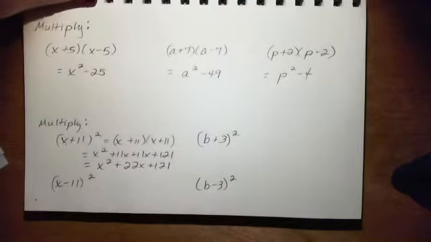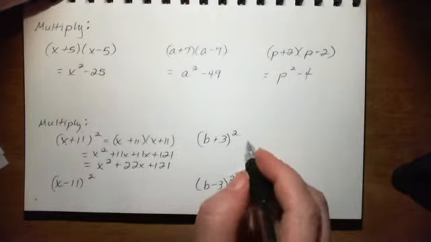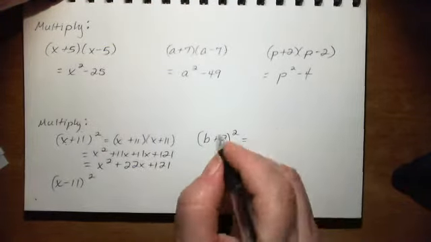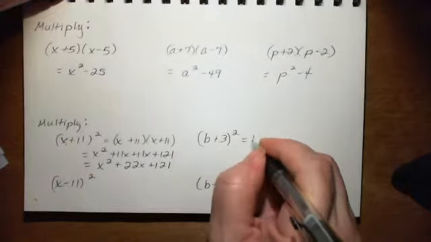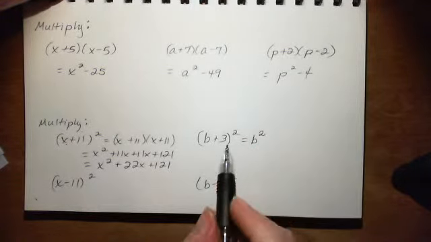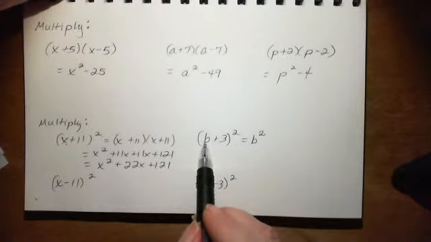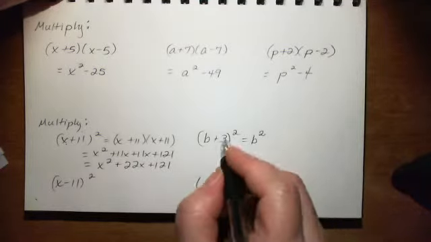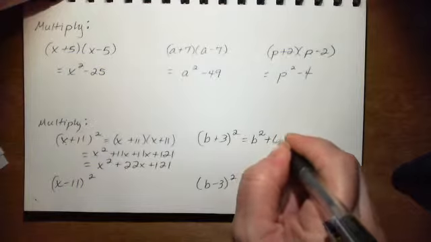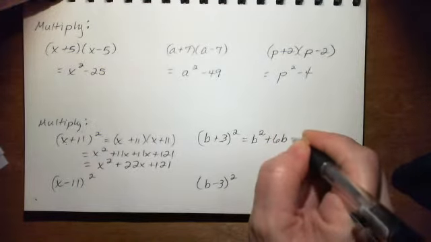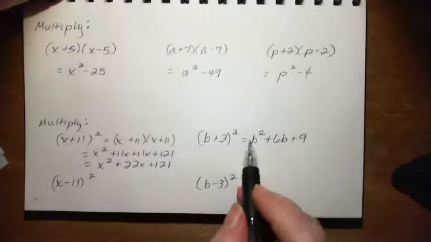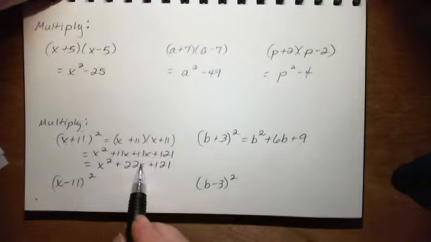Okay, and hopefully then you can start to get the pattern down. The pattern here, we're going to square b, and then we'd have two of these, so it'd be b times 3 and 3 times b. That's 3b and 3b for 6b, and then we're going to square 3. And remember, if you have trouble with the pattern, go back to FOIL.